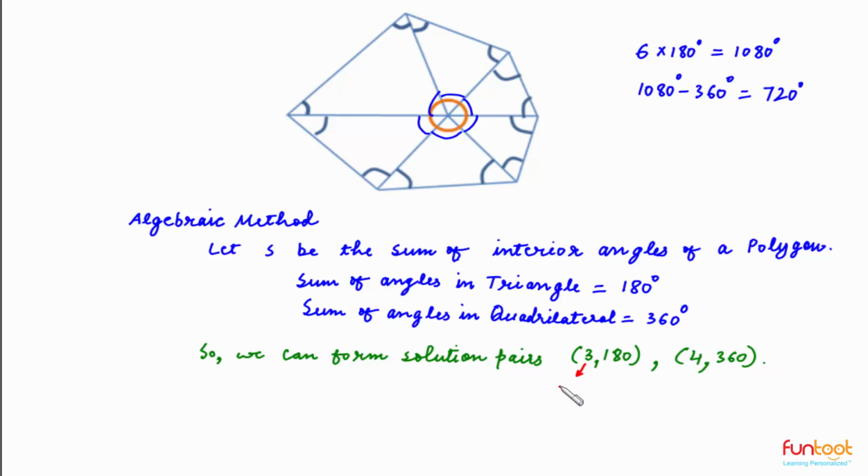So here we can take 3 as x1 and 4 as x2, 180 as y1 and 360 as y2. Now from these 2 solution pairs, we can think of forming a linear equation in x and y. And after forming the equation, we can verify the equation with the help of a hexagon. We know already that the sum of interior angles of a hexagon will come out as 720 degrees. With this approach, let's solve the question.